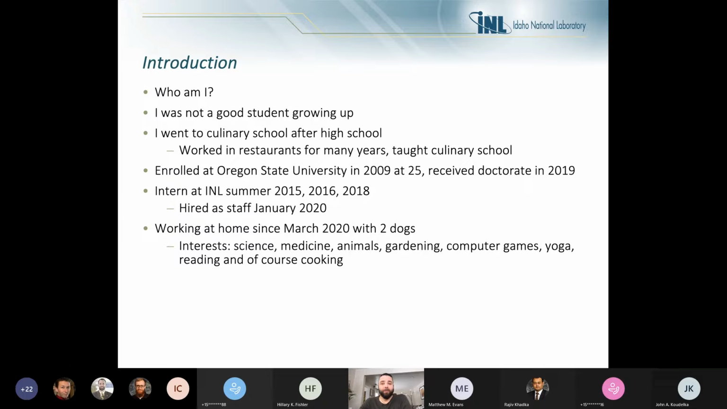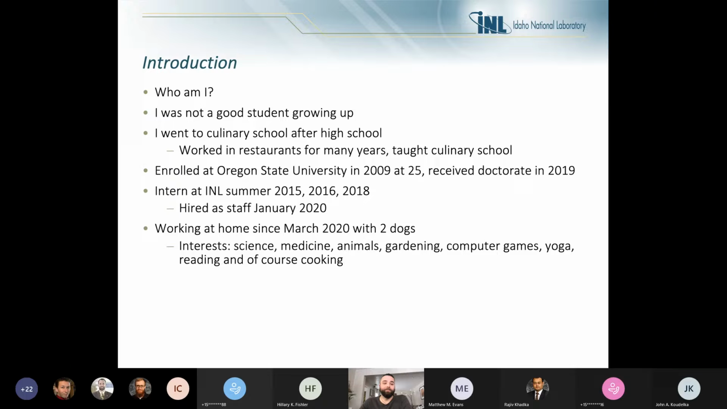I'd heard about it for a long time and was interested in nuclear power because I believe in clean energy and I believe in trying to leave the world a little bit better place than where we started. So I did research, and then I enrolled at OSU in 2009, and I got my doctorate about 10 years later. As Hillary said, I did intern here quite a few summers, but then was hired as staff in January 2020. I've been at home since March, since the start of the COVID pandemic, and I've got a lot of various interests, but they all kind of lead back to here today.